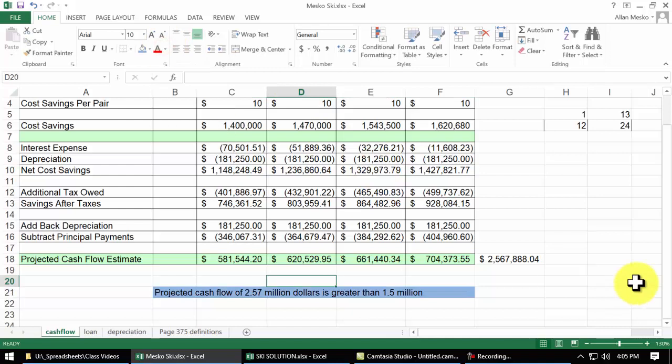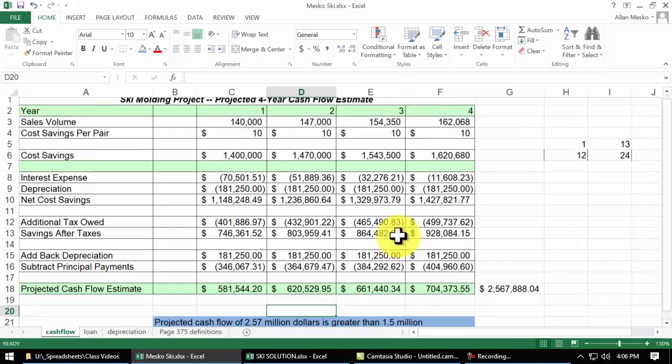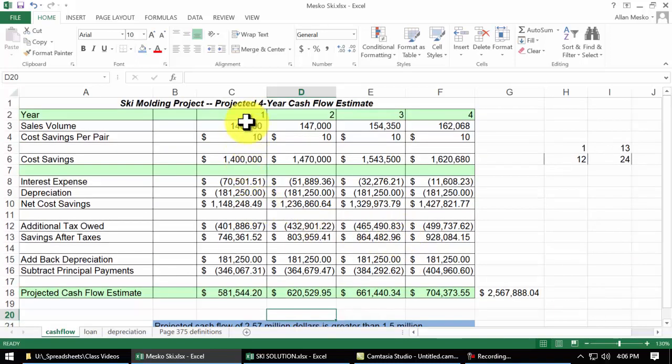One caution. This looks really good on paper. Oh man, let's go out and borrow $1.5 million. But as we said before, when you borrow money, you are presuming on the future. Nobody knows what the future will bring. We're assuming we are going to sell 140,000 pairs of these skis this year and that we're going to increase by 5% every year. That might not happen.